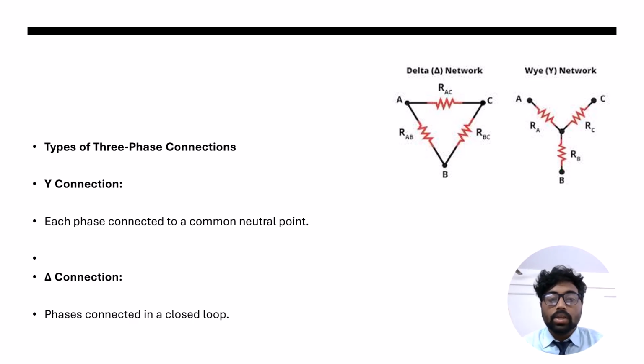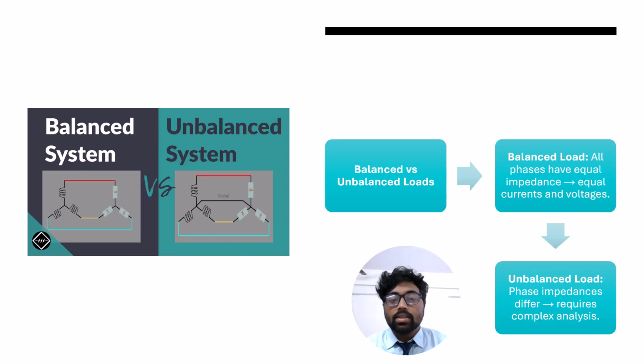Then my next slide is balanced system and unbalanced system in three-phase circuit. In the balanced system, all phases have equal impedance, equal current and voltage. In balanced systems we can see all the elements are equal. On the other hand, in an unbalanced system we can see the phase impedances are different and require complex analysis.